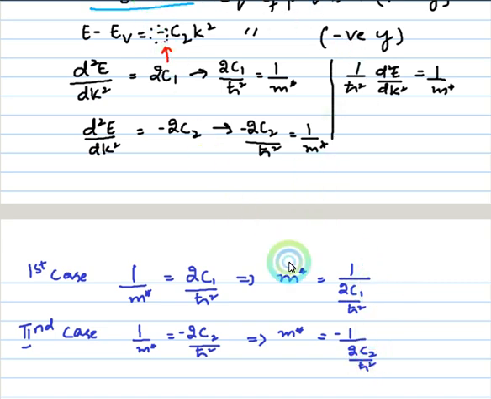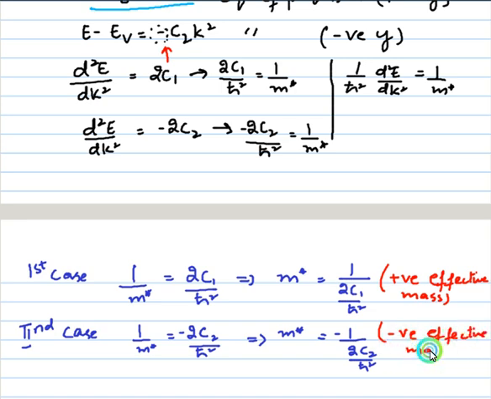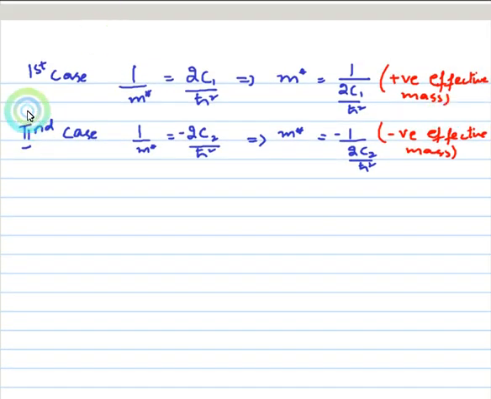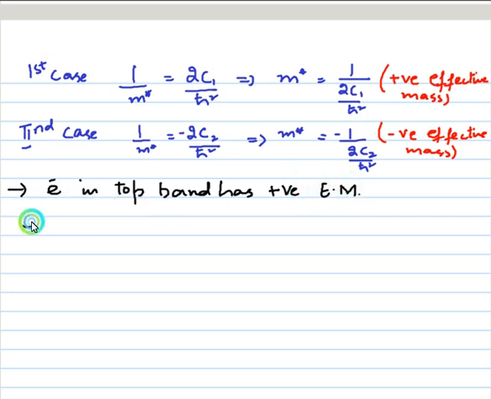So this is the positive effective mass, and this is the negative effective mass. So where does this negative and positive effective mass exist? The positive effective mass: the electron in the top band has positive effective mass, and the electron in the lower band or the bottom band has a negative effective mass.